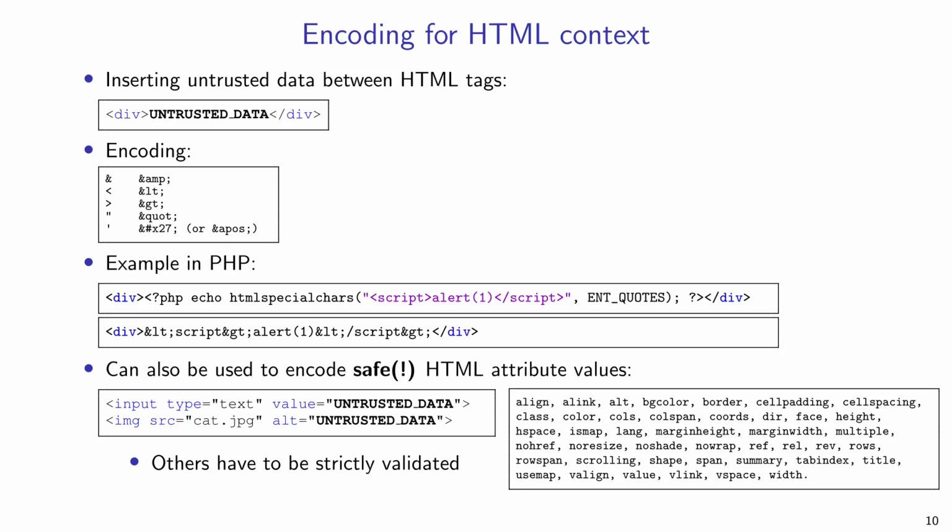And another super important point to mention is that all attribute values must be quoted. So there must be quotes around the attribute value, as otherwise it is possible to trivially break out of this context by using, for example, the space character inside the untrusted data. It is also important to pass this end quotes parameter here, as otherwise the single quotes will not be encoded, and this will enable XSS in case single quotes are used here to prevent the user input from breaking out of the attribute value context.